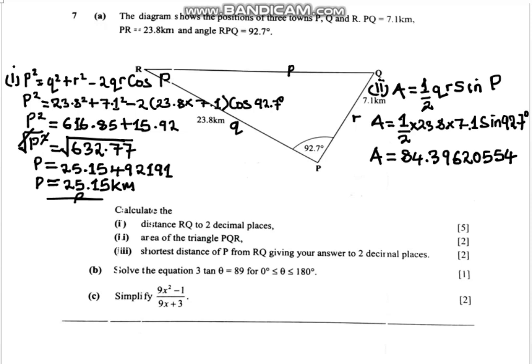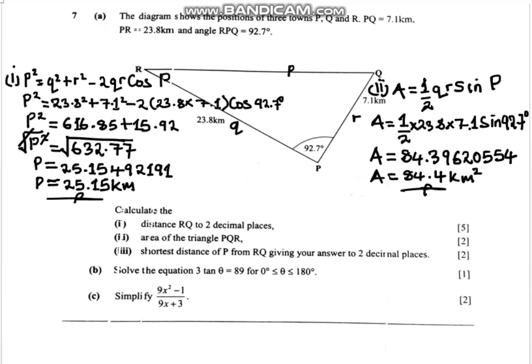So area is equal to, multiplying 1 over 2 times 23.8 times 7.1 sine 92.7 degrees, gives 84.39620554, and then rounding this off correct to 3 significant figures, this will give us 84.4 square kilometers, and this is our area. So on area we are using 2 sides and 1 angle.